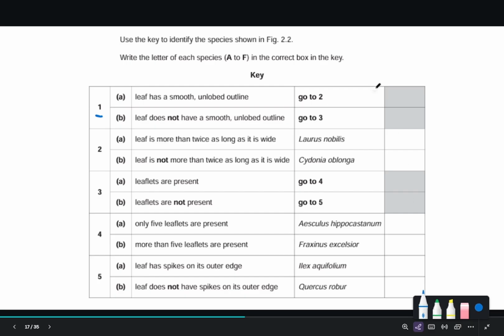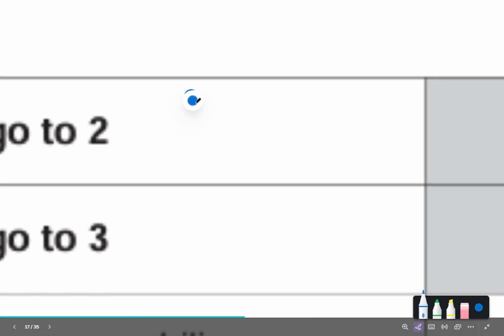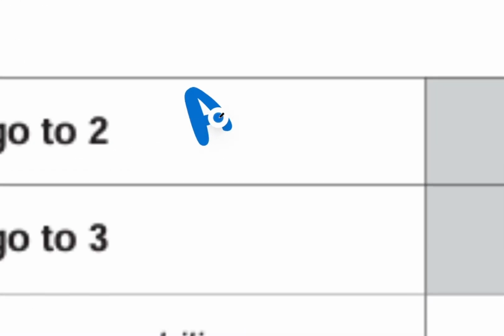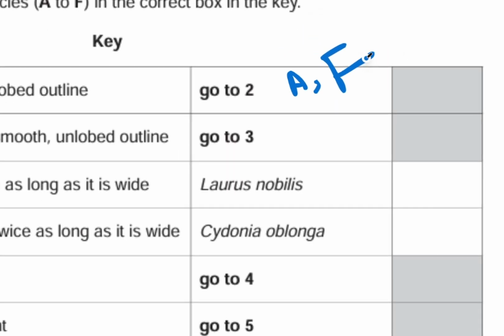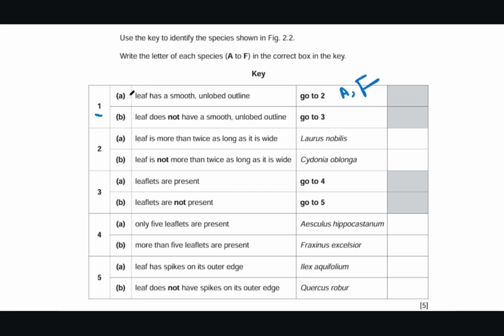So we are left with the, I'm just going to write this down. This is not the final answer, okay? I'm just writing this down that we are identifying between the plant species A and F. Now it says that if it has a smooth unlobed outline, which is A and F, then I have to go to key number 2.